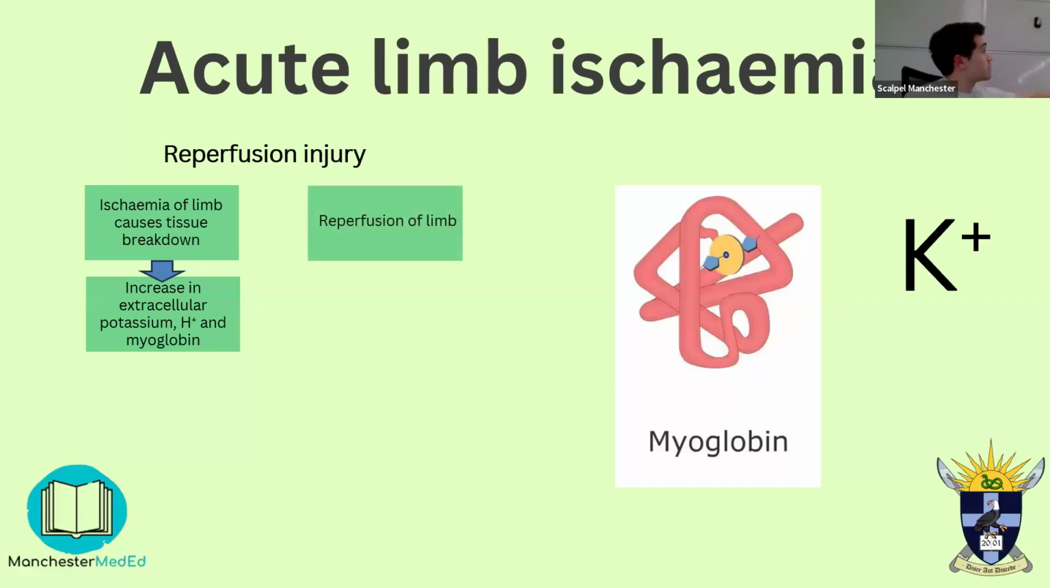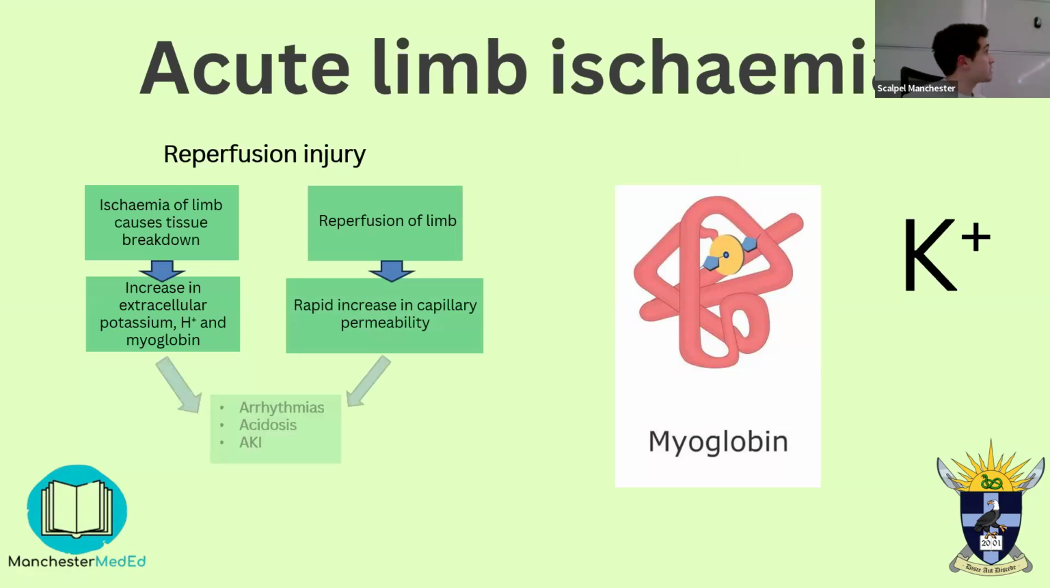When you then get reperfusion of the limb, this causes a rapid increase in capillary permeability. And this causes 2 things. One, it flushes all of this potassium, hydrogen, and myoglobin out into the bloodstream. And this causes arrhythmias, hyperkalemia, known to cause arrhythmias, acidosis, because you're obviously adding loads of extra hydrogen ions to the bloodstream, and AKI, because all that myoglobin gets stuck in the glomeruli and shuts down the kidneys. And this can very rapidly lead to death.